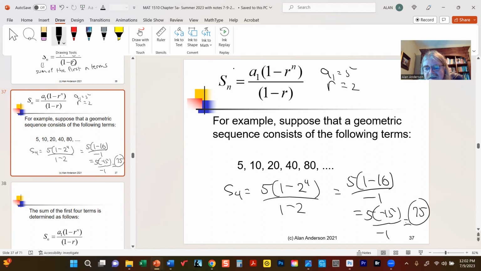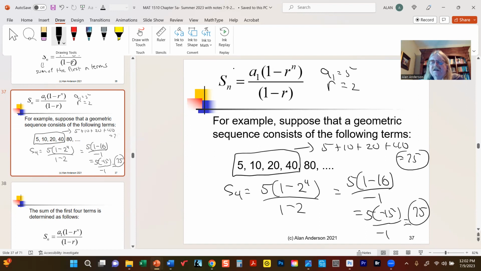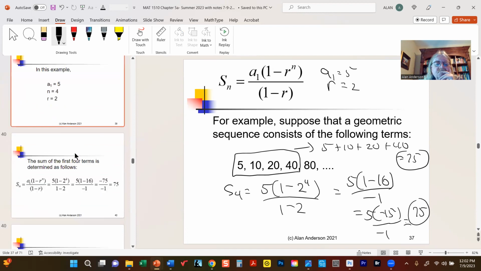Wait a minute, did I do that right? That doesn't look right. Oh, yes, because we're only looking at the first 4 terms. Yeah, that's it. Okay. Yeah, that's 75. So it's pretty straightforward. It can get messy, but especially if you've got like a fractional ratio or a negative ratio or something along those lines.